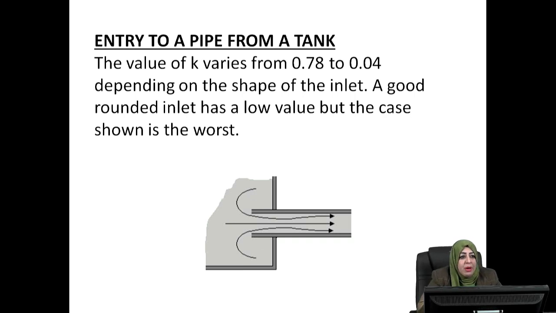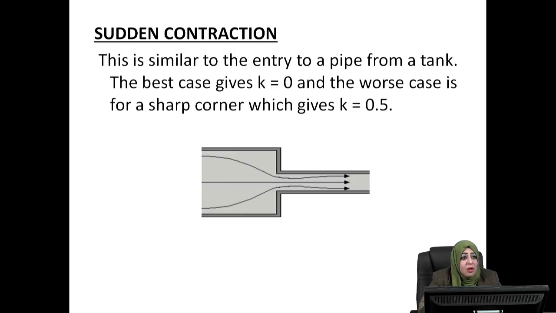Entering a pipe from a tank, the value of K varies from 0.78 to 0.04 depending on the shape of the inlet. A good rounded inlet has a low value, but the case shown is the worst. So I will take it between 0.78 and 0.04. Sudden contraction is similar to entering a pipe from a tank. The best case gives K equals 0 and the worst case is for a sharp edge, which gives K equals 0.5.